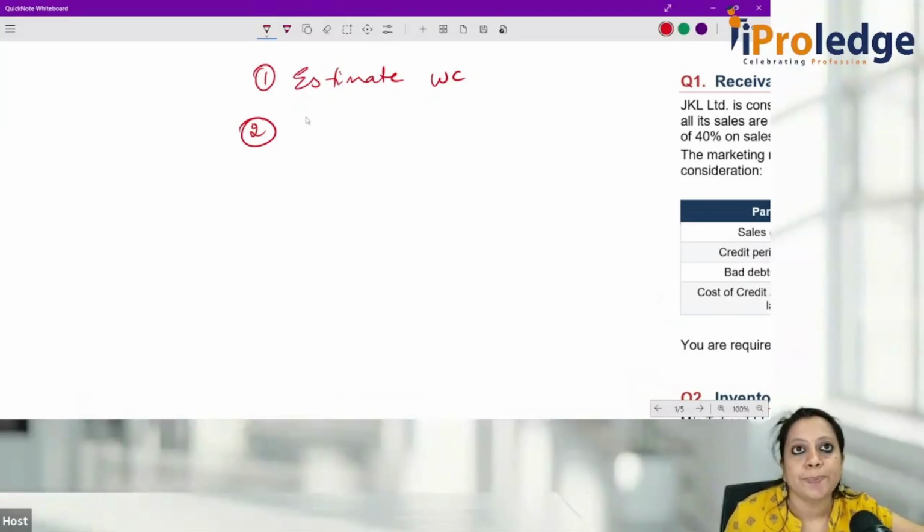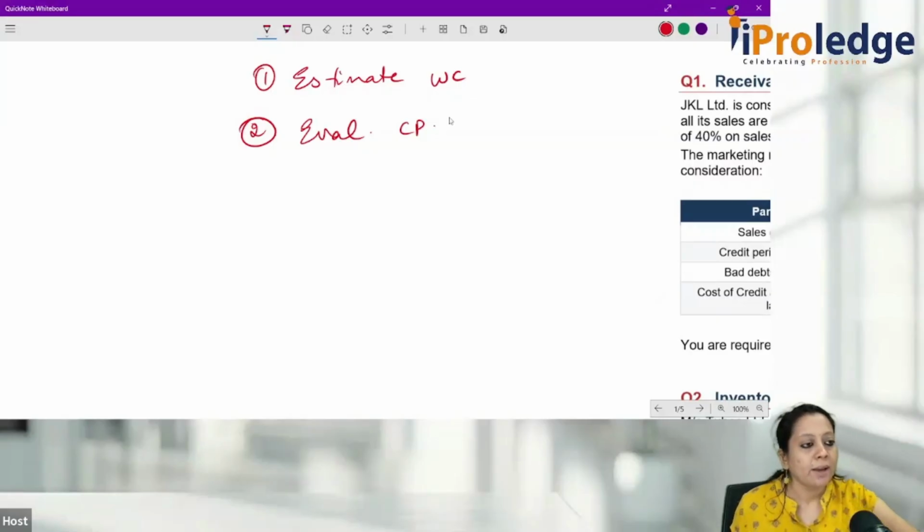Then we have evaluation of credit policy. That also we will be doing. Which credit policy is better? 3 months or 2 months or 1 month? Which is better? We are giving credit for debtors. 3 months or 1 month or 2 months, which is better? We have to do analysis, right?